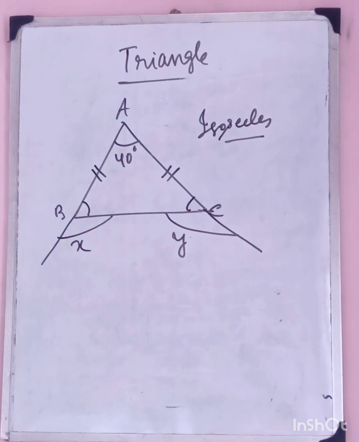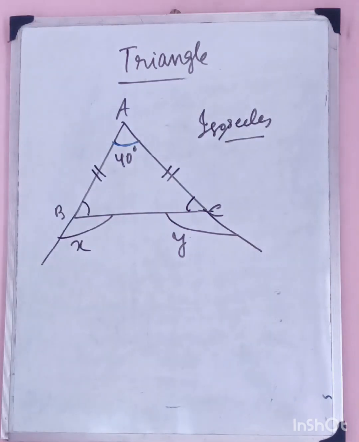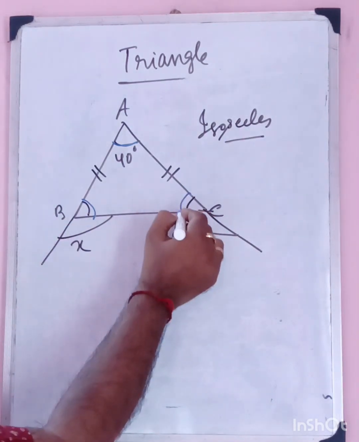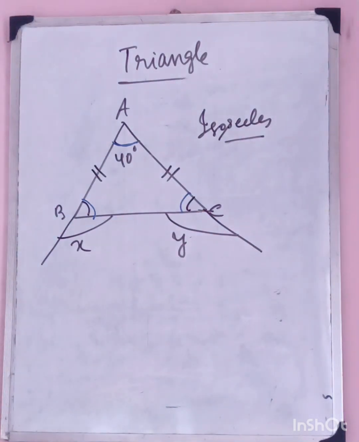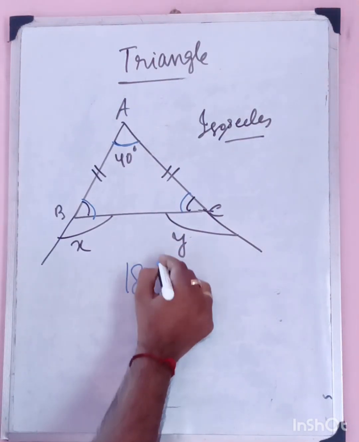You can just pause the video and try yourself and return if you have solved. This is 40 degree. These two angles are equal because AB equals to AC. The sum of the three angles is 180 degree.